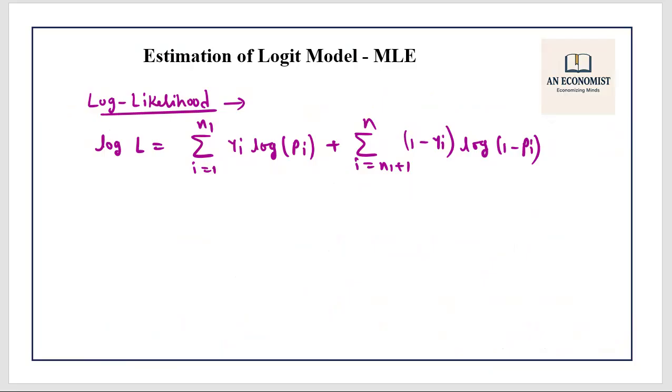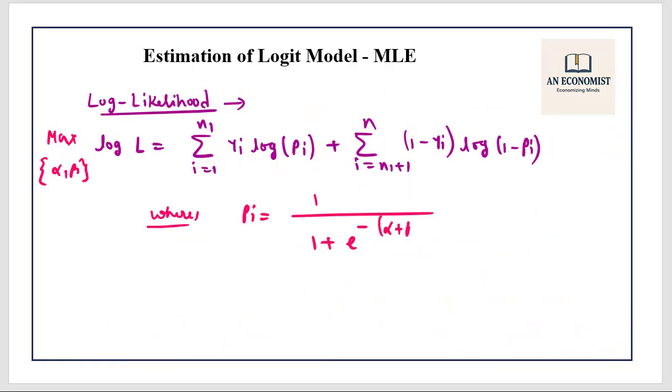Then once you have this log likelihood, you have to maximize it with respect to the parameters of your model. What are the two parameters? You have alpha and beta, where this pi is simply 1 over 1 plus e to the power minus zi. So you can write zi as alpha plus beta xi. So this is the probability.